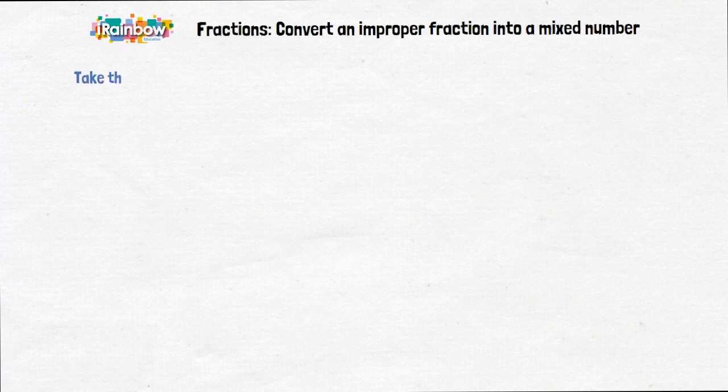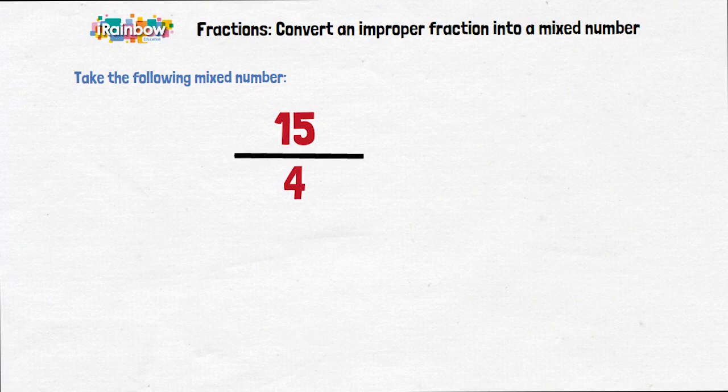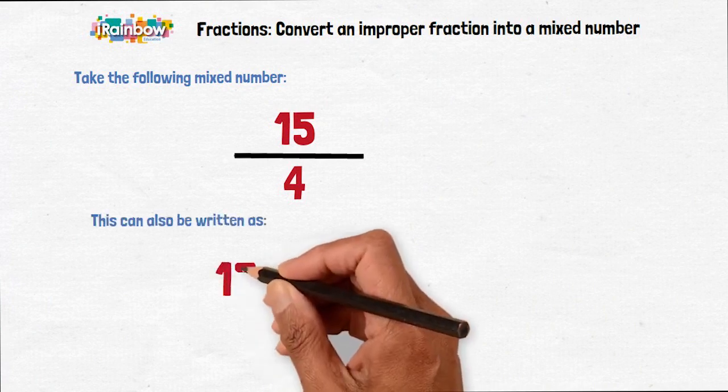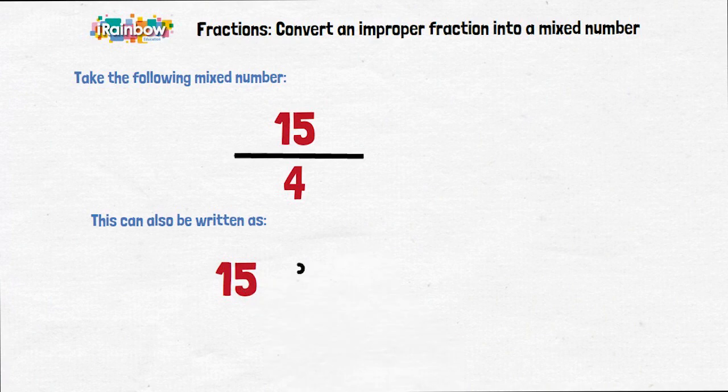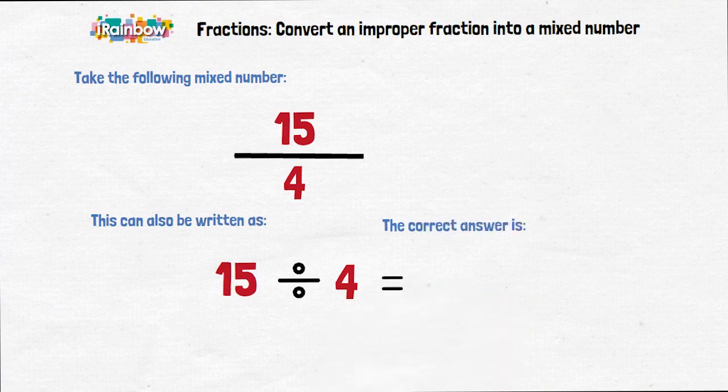In this video, we will learn how to convert an improper fraction into a mixed number. Let's take 15 over 4. In maths, this can also be written as 15 divided by 4. The result of 15 divided by 4 is 3 remainder 3.